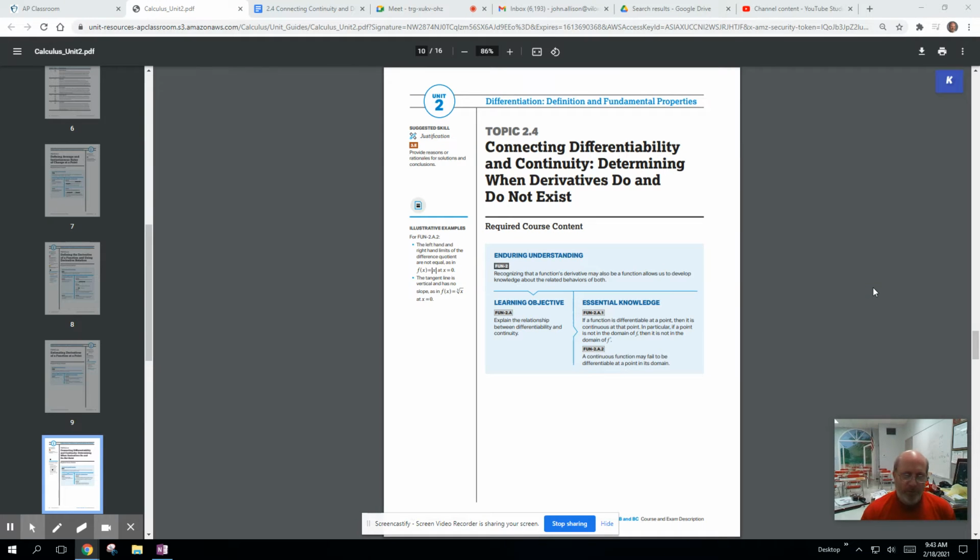Hey, this is lesson 2.4 in the AP Calculus curriculum, connecting differentiability and continuity, determining when derivatives do and do not exist. This is from the course and exam description. Our learning objective today is to explain the relationship between differentiability and continuity.